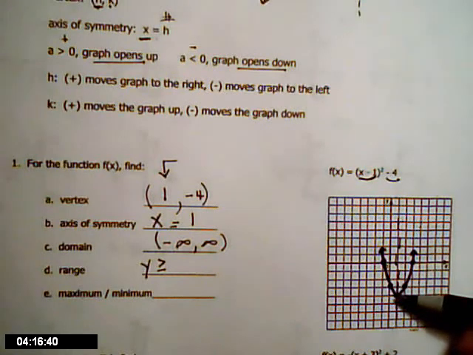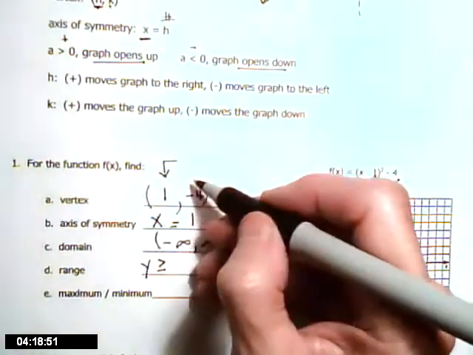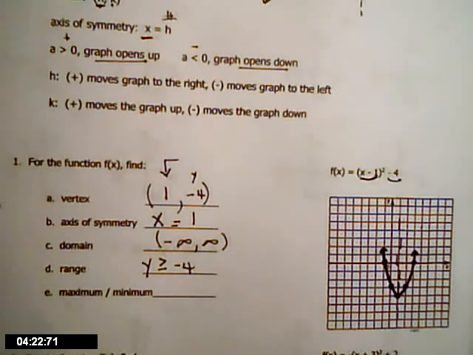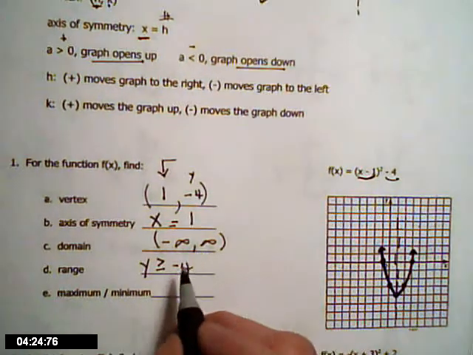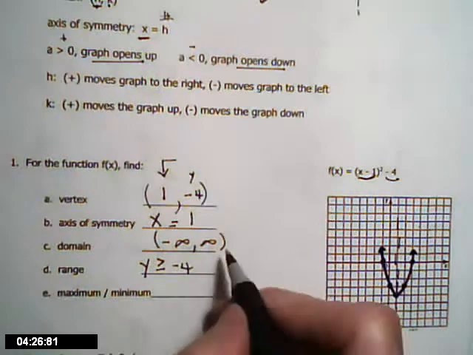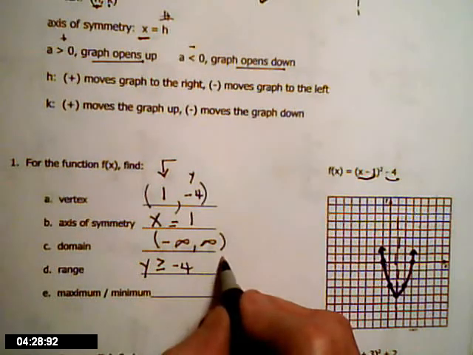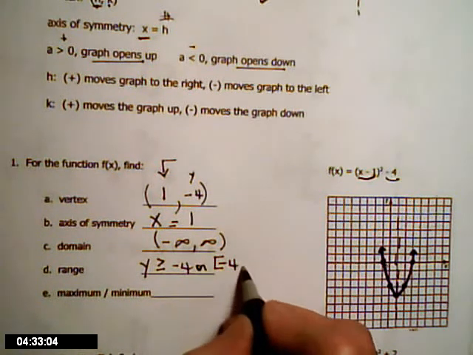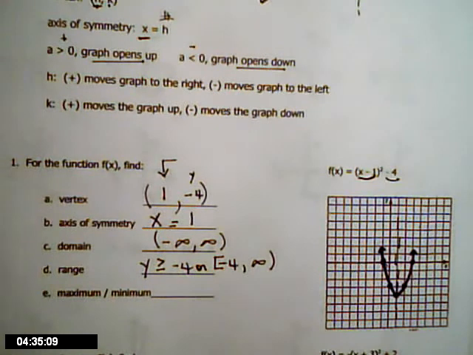This, and range is y, remember, so we're talking about this y number, negative 4. Now, let's put that in interval notation. If y can be equal to negative 4 and then has to be larger, we would put a bracket at negative 4 and go to positive infinity.